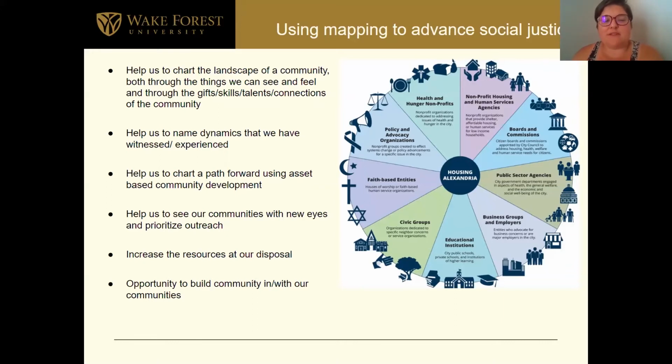So maps can help us chart the landscape of a community through the things we can see and feel, and through the gifts, skills, and talents in that community. They can also help us name dynamics that we may have witnessed or experienced. They can help us chart a path forward by seeing what assets we have at play. And they can help us see our communities with new eyes and prioritize the outreach so that it's not just from one experience that we had or that we heard about.